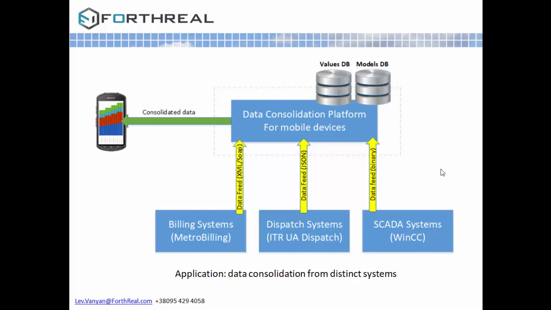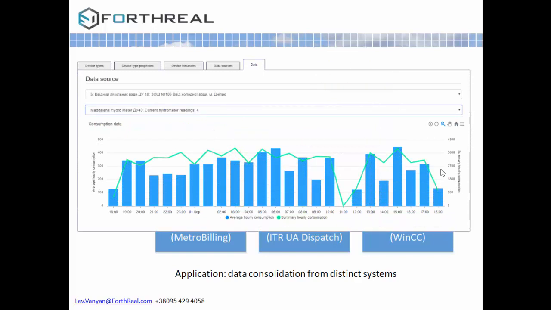Alright, and here is some arbitrary chart on data from a hydrometer registered in our system. On these charts you can see two graphs combined. The first one is the blue bars representing hourly consumption, and the green one is the total consumption of water that is measured by the hydrometer.